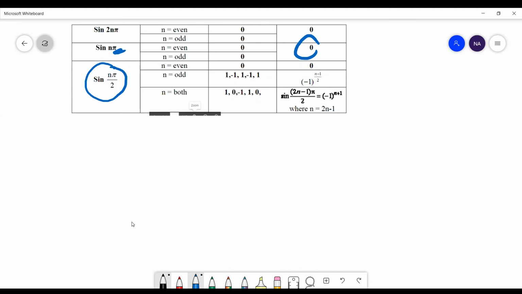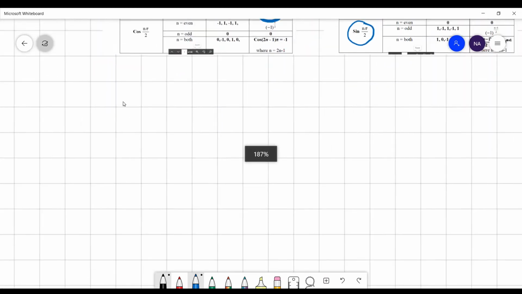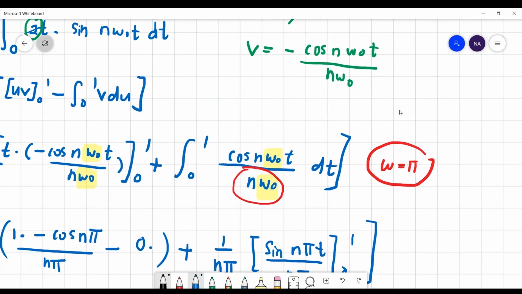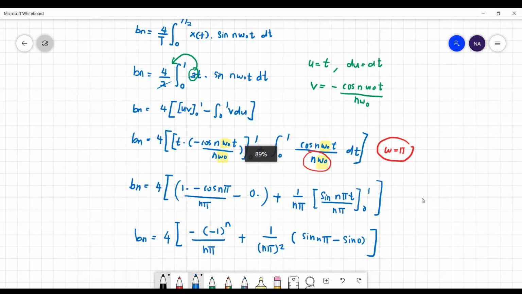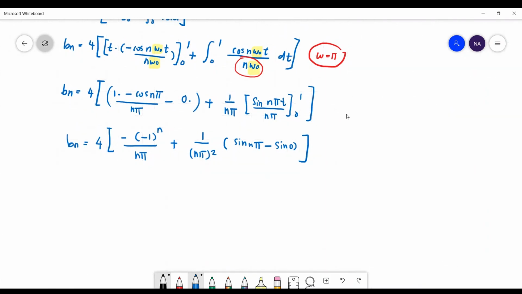Okay. So here, it will result in sine n pi being 0, and sine 0 is 0. So this part is 0. So the result is Bn is equal to negative 4 over n pi times negative 1 to the power of n. So n is a harmonic for all integers.